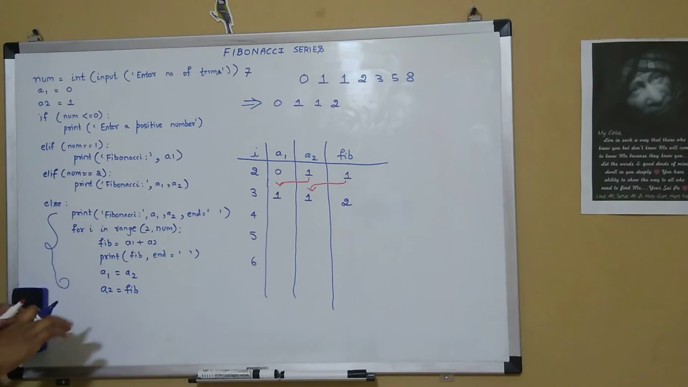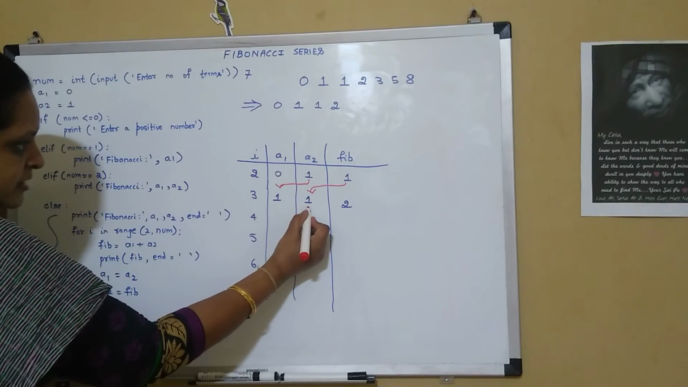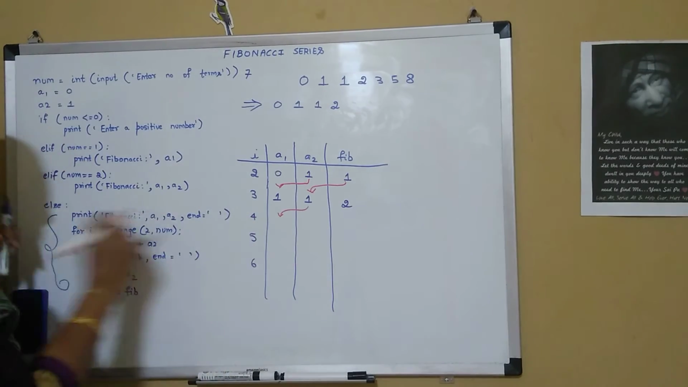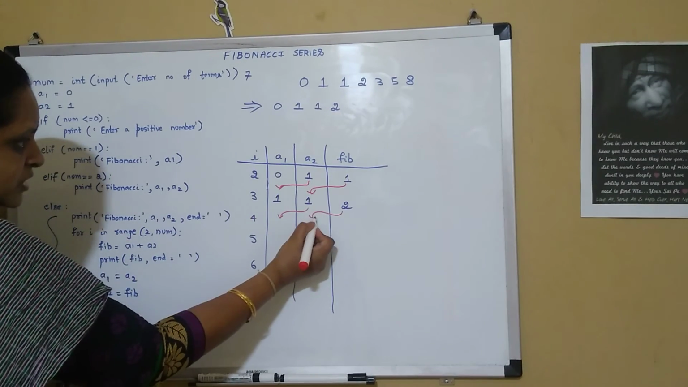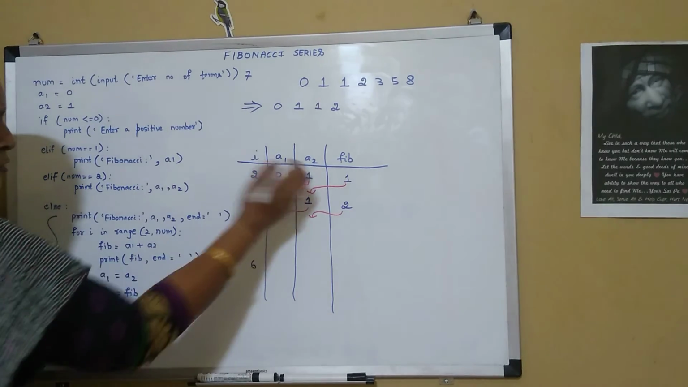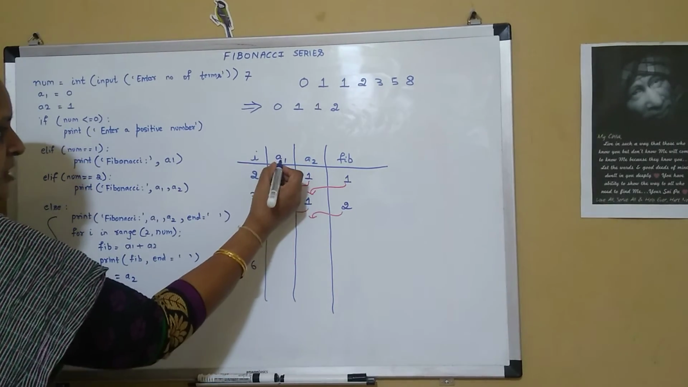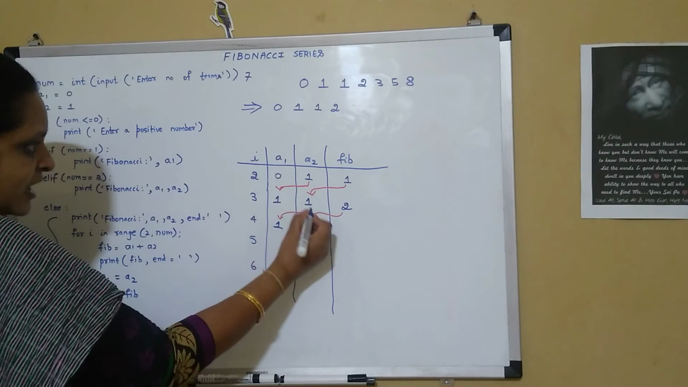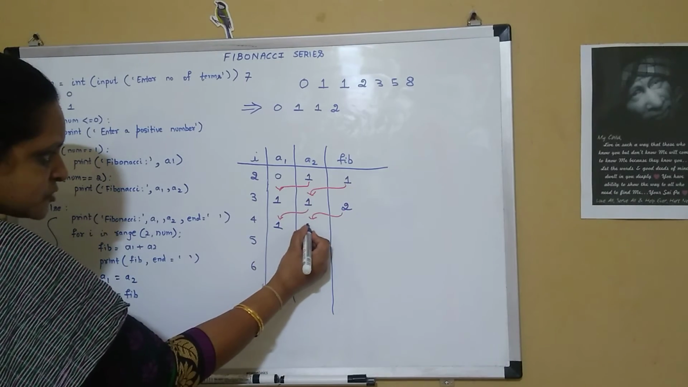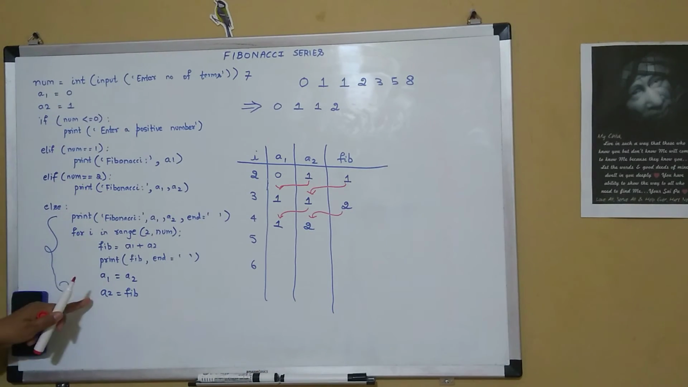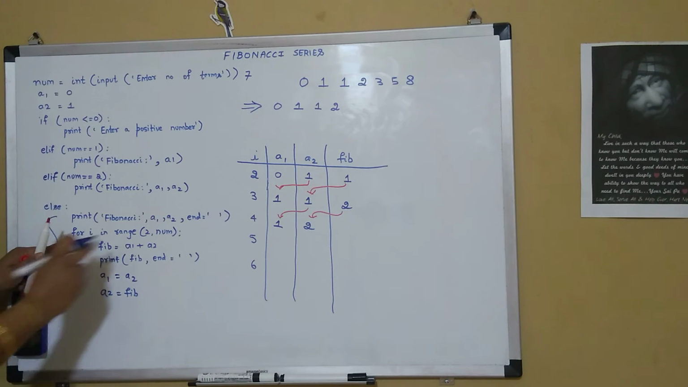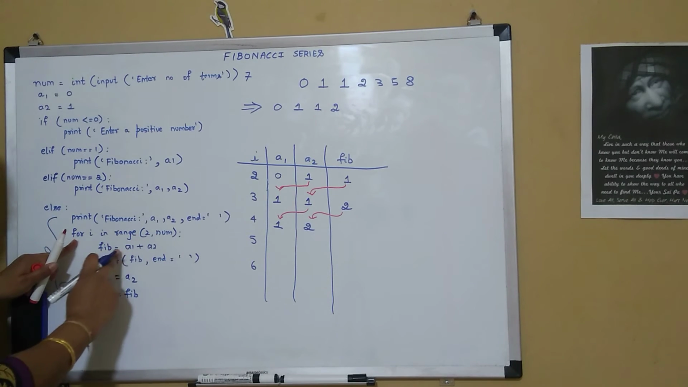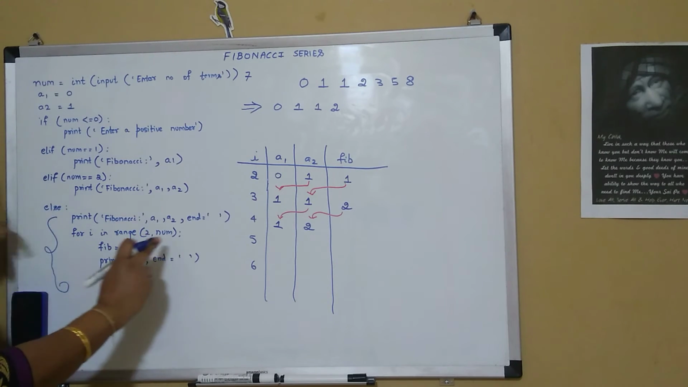Now my A1 becomes A2. A1 now will be equal to A2, so it will be equal to 1, and A2 will be equal to fib. So it will be 2. Now my loop continues. It is not ended. So it will perform fib equal to A1 plus A2.